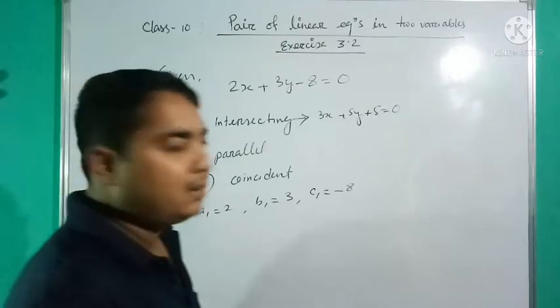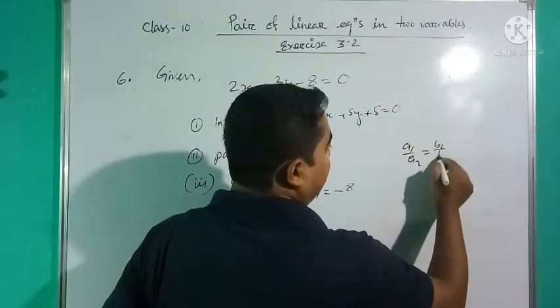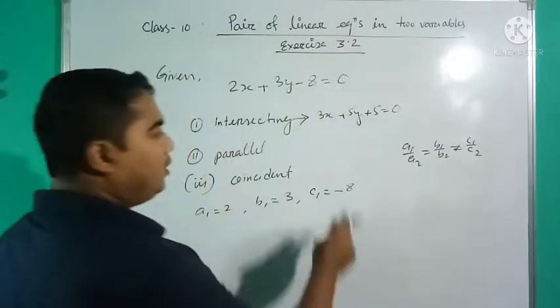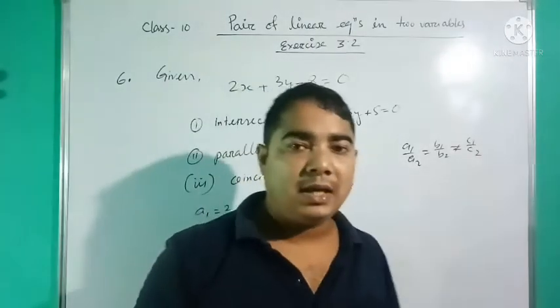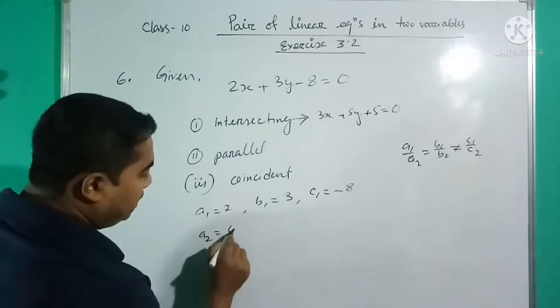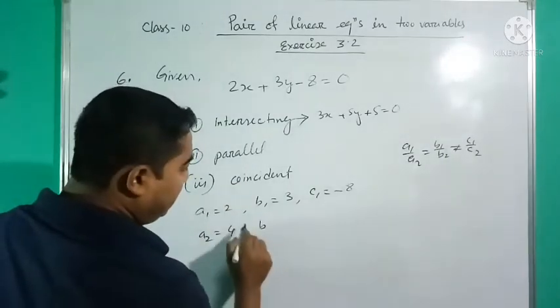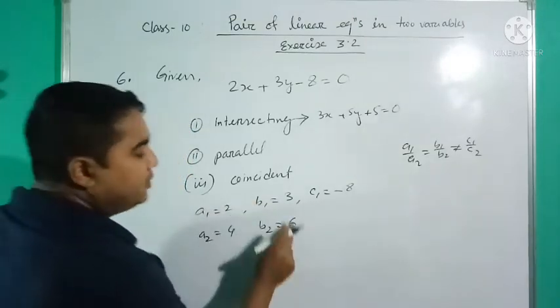When two lines are parallel, a1 by a2 equals b1 by b2 but is not equal to c1 by c2. The a1 by a2 value is equal to b1 by b2 but not equal to c1 by c2. See, a1 by a2, okay, a2 I take here as 4, 2 by 4, the answer is half. Again I want half here, that means I take 2 doubled to 4, 3 doubled to 6.